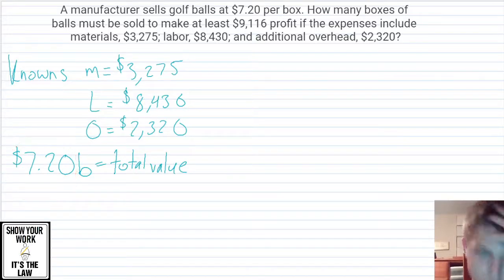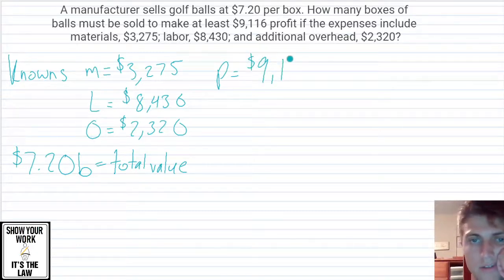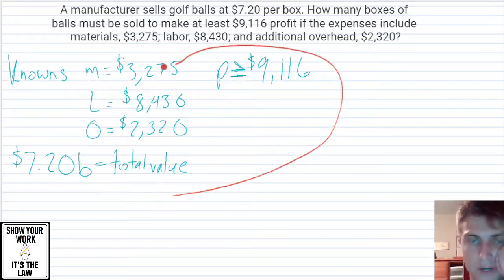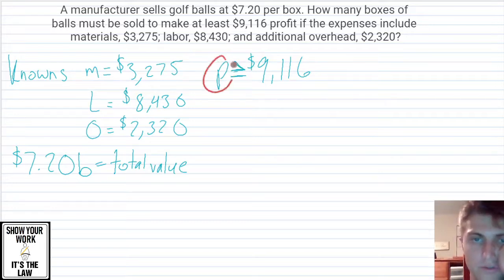Now we have another value here, profit. So that's another known. Profit equals 9,116. And actually, it doesn't say profit equals. It says profit is at least. So what does at least mean? Greater than or equal to. So let's make sure we're keeping an eye out for these inequalities. All right, so we got a whole mess of things. Now it's all going to come down to profit.